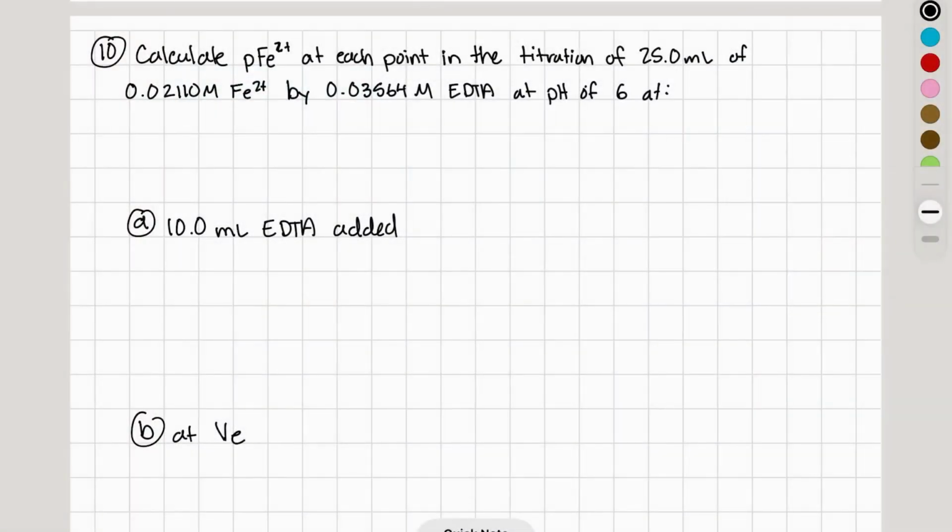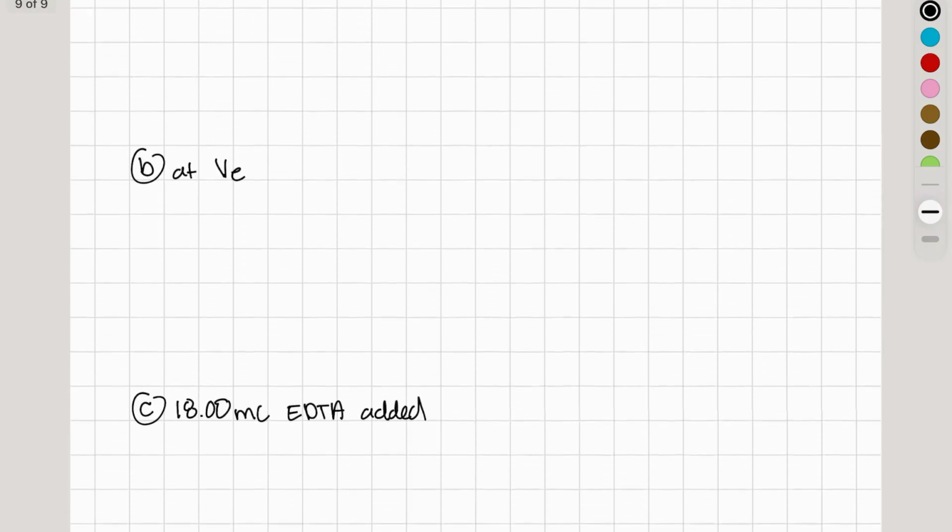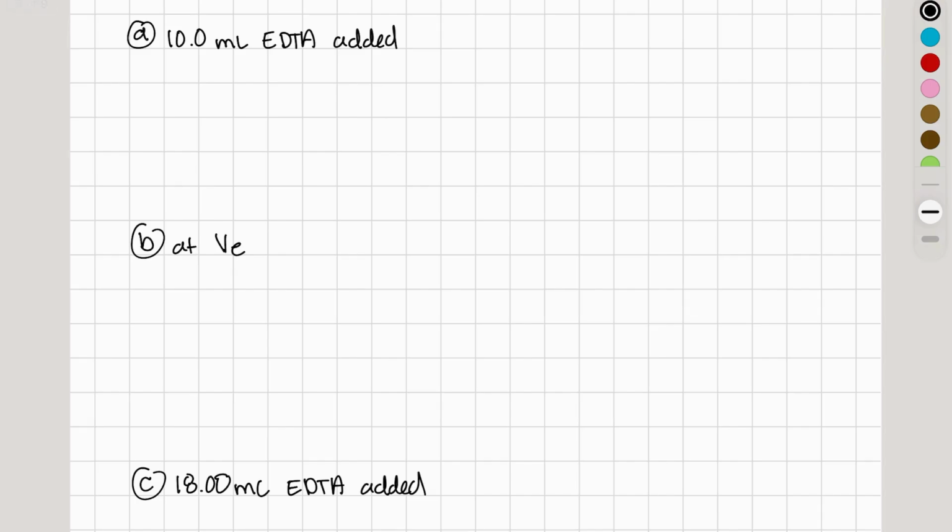Right, so for the last question I'm going to work in this video, I'm going to do question 10 from the review cards, which is calculating pFe2+ at each point of the titration when 25 milliliters of 0.02110 molar Fe2+ has been titrated with 0.03564 molar EDTA at a pH of 6 at the following points. So I've got 3 different points.